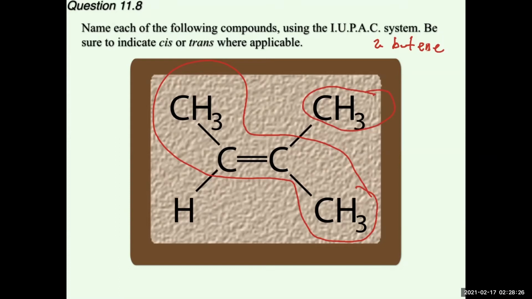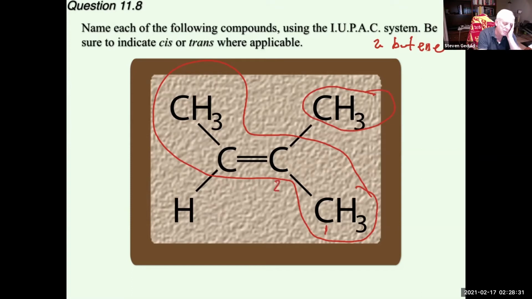Right to left. Perfect. So it has to be right to left in this case, because of that substituent. You go to the double bond first, and you give that the lowest number. Then if that's a tie, you go to the substituent. So 1, 2, 3, 4.